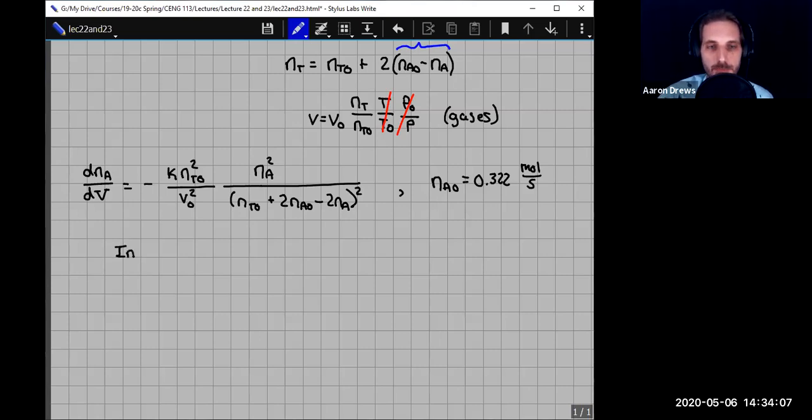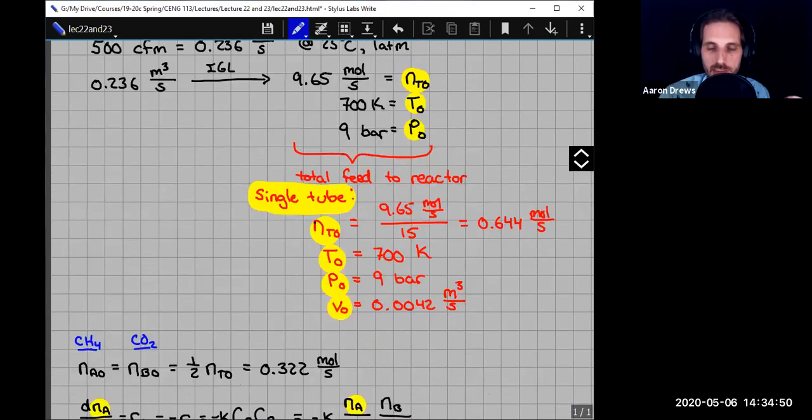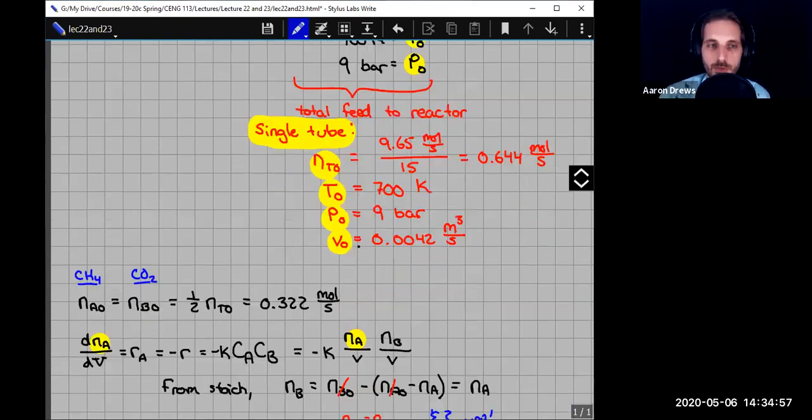So if we integrate this in MATLAB, we're going to integrate that from V equal to zero up to V of one tube, right? We're not doing the volume of the reactor. We're doing the volume of a single tube. And the reason is we have, why is it 0.322 and not 644? Oh, the 644 was the total. And it's half A and half B. So we cut it in half to be NA zero. Why are we doing the volume of a tube instead of the volume of the entire reactor? Because our differential equation is only set up for a single tube. That's exactly why we had to do all this nonsense here about subdividing the flow equally among all tubes, taking the volumetric flow rate and recalculating it for a single tube.